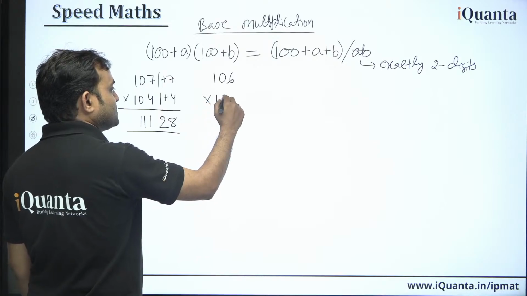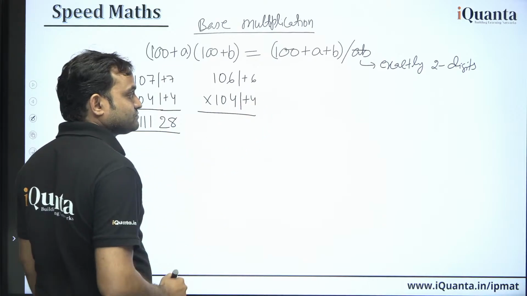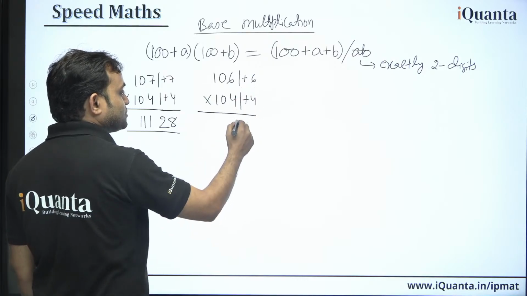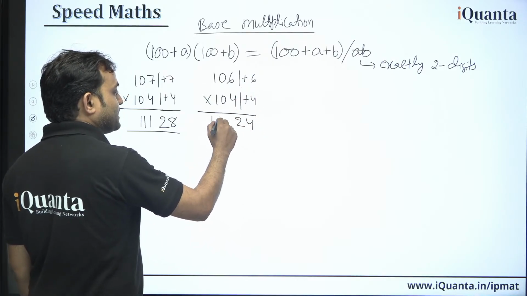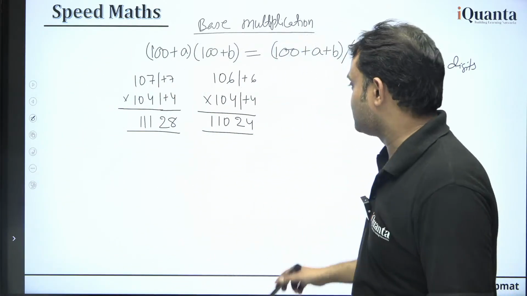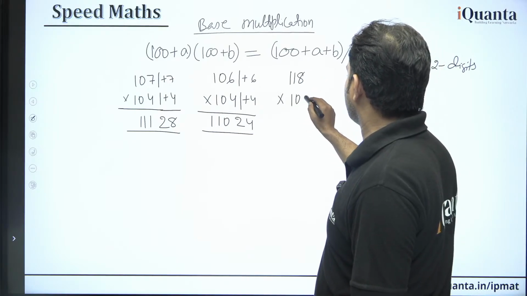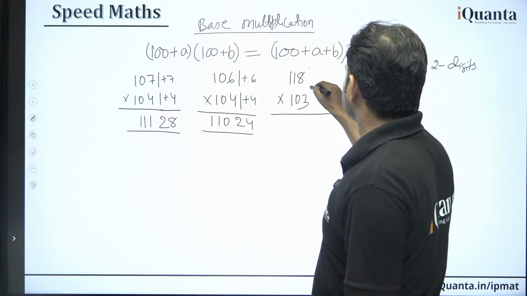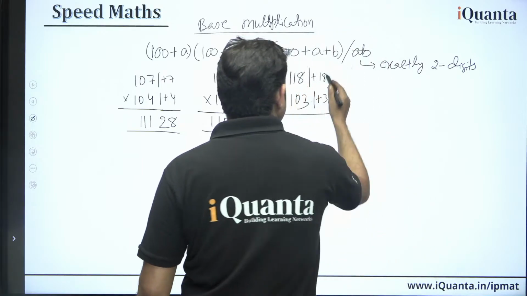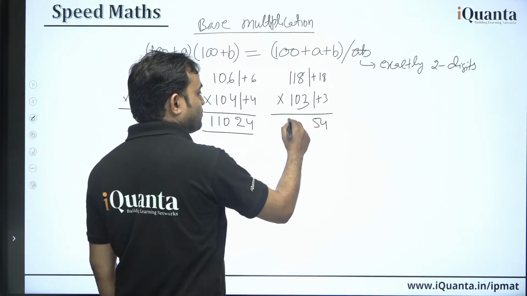106 into 104. The surplus is 6 here. The surplus is 4 here. 100 plus 6 plus 4 will be equal to 110. 6 into 4 is 24 and 110. That's it. Got the calculation? 118 into 103. What's the surplus here? It's 18. What's the surplus here? It's 3. 18 into 3 is 54. 100 plus 18 plus 3, 121.